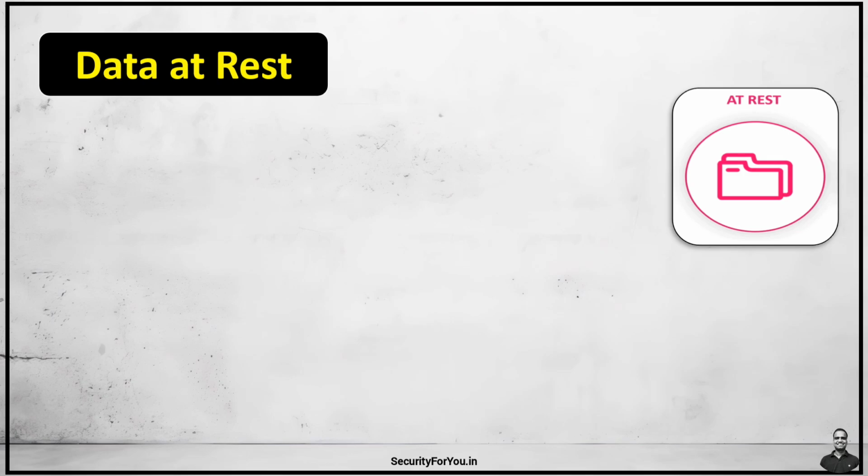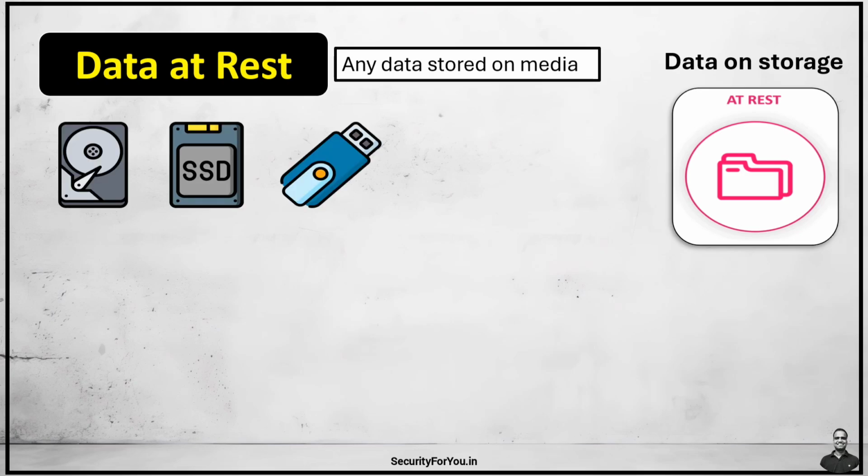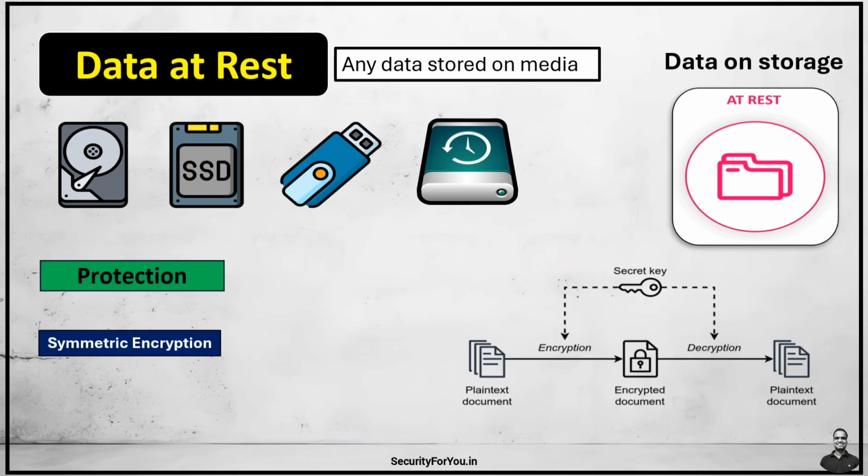Data at rest, sometimes called data on storage, is any data stored on media like system hard drives, solid state drives, external USB drives, and backup tapes. Strong symmetric encryption protects data at rest, as we all know that symmetric encryption uses the same key for both encryption and decryption, making it efficient for securing large amounts of data.